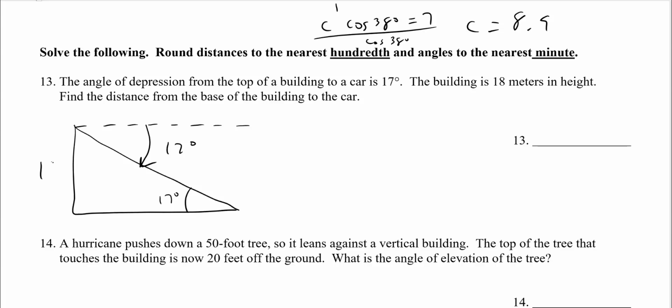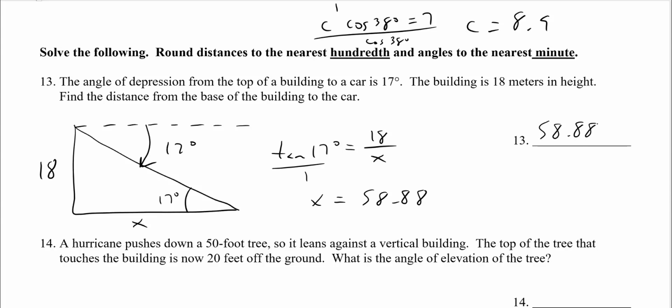The building's 18 meters high, and they want to find the distance from the base of the building to the car, so that's x. And so basically you're using tangent, right? So tangent of 17 degrees equals 18 over x. Okay, and then we cross multiply. x tangent of 17 equals 18. Anyway, I'm not going to show a lot of work here. You guys can do this. And it's 58.88. So 58.88 meters.